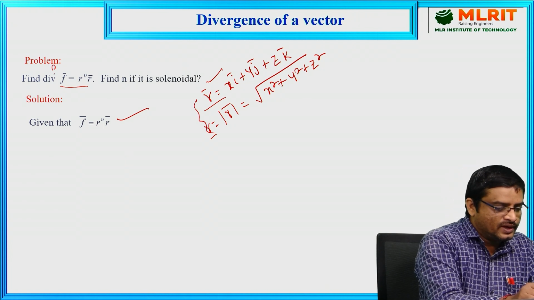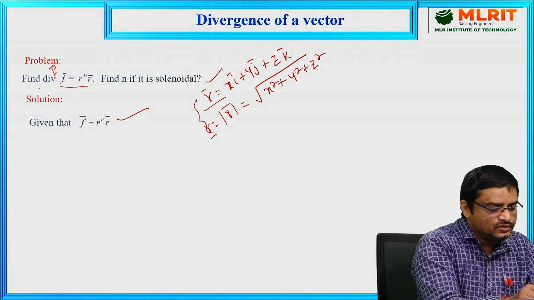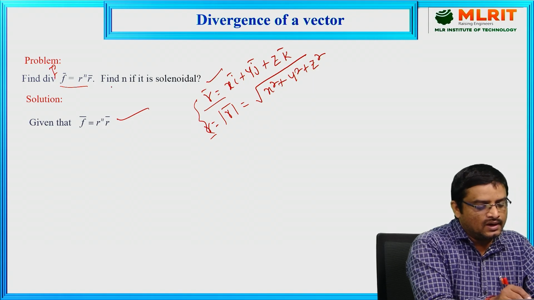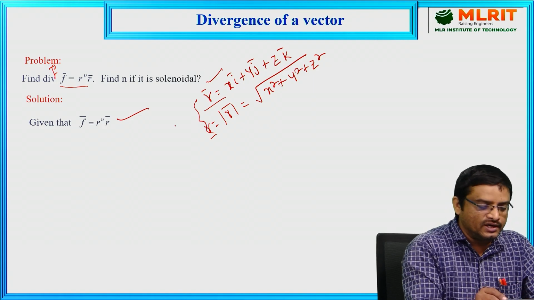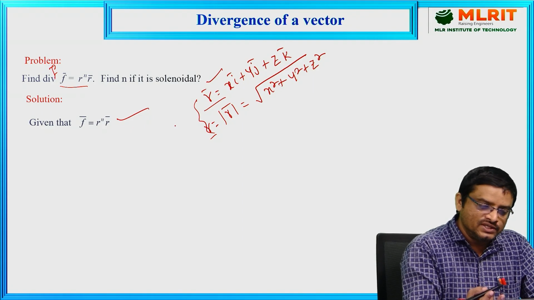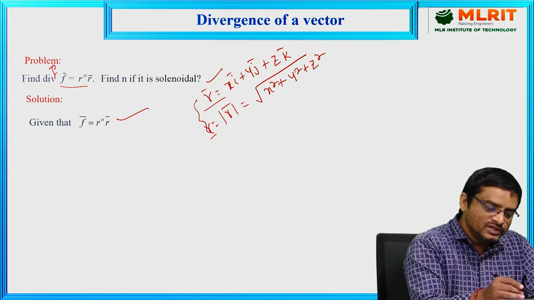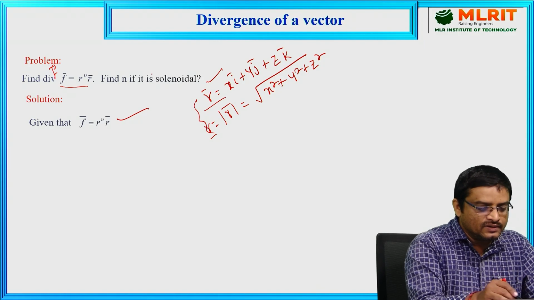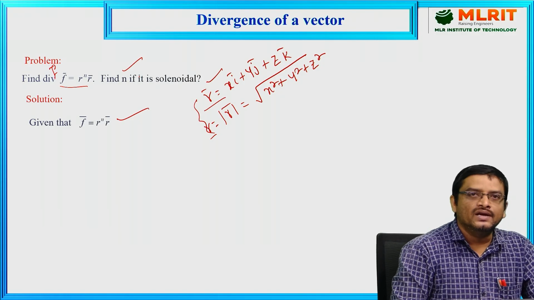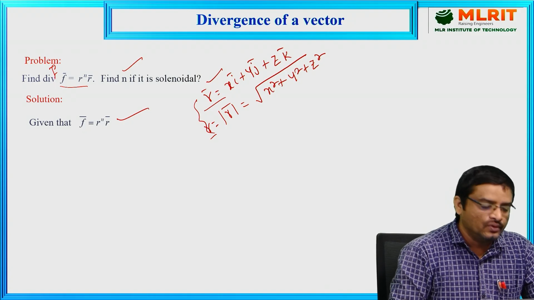So we have to find out div f bar value. Find div f bar, and find n if it is solenoidal. After finding the divergence of f bar, in order to say that f bar is solenoidal, what will be the value of n? We have to find that n value here.